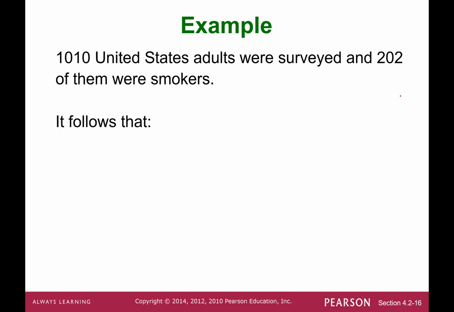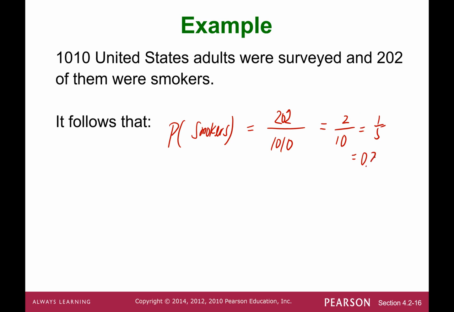And let's think about this. Let's say 1,010 United States adults were surveyed, and 202 of them were smokers. So what is the probability of smokers? Using the number of smokers, 202 over the total adults surveyed, 1,010. So this turns out to be 2 over 10, or 1 over 5, if you simplify further, and that becomes 0.2. That could be 20%. And you don't have to write all three outcomes. If you prefer decimal numbers, just write the decimal number. In a lot of professional research or publications, you see probability usually expressed in terms of decimal or percentage, right?